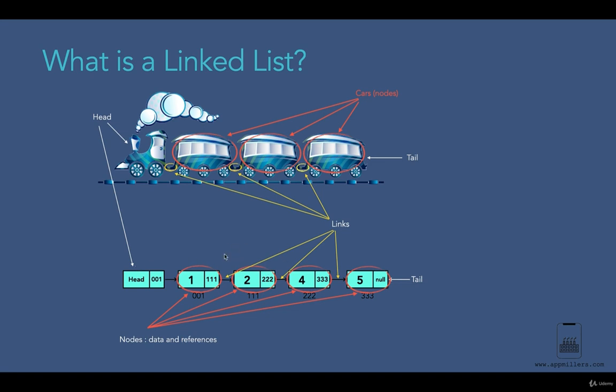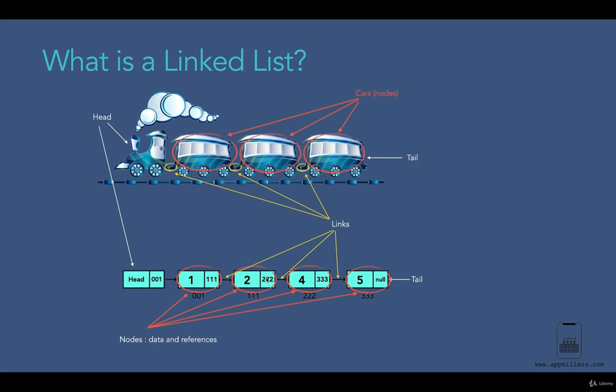Then we have nodes, which are the elements of the linked list. Nodes consist of two parts. In the first part, we have the value of the node, and in the second part, we have a reference to the next node. In the case of the first node, we see that we have a reference of 111, which is the physical location of the second node. You see that the second node's location is 111. So this means that in the first node, we have stored this reference to access the second node. The data in this node can be any data type. It can be integer, string, and so on.